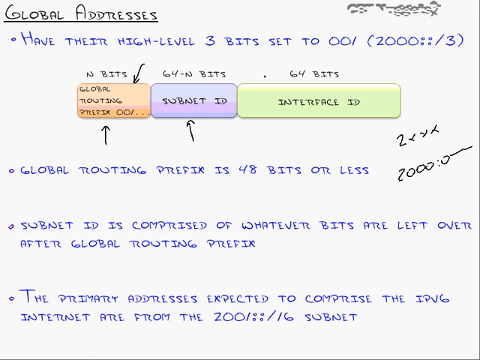Many assignments have already been made. You can look at the RFC and they'll show you who's got what blocks. All these different unions have been assigned different blocks. But the primary addresses expected to comprise the IP version 6 internet are these. The ones that are coming from 2001 colon colon slash 16 subnet. That is the IANA's block, and that is their range that they've chosen to use and start assigning. So you're going to see ISPs everywhere start getting blocks of those.